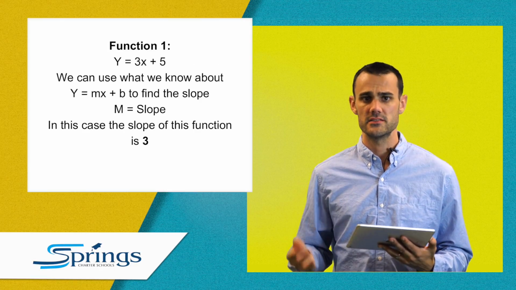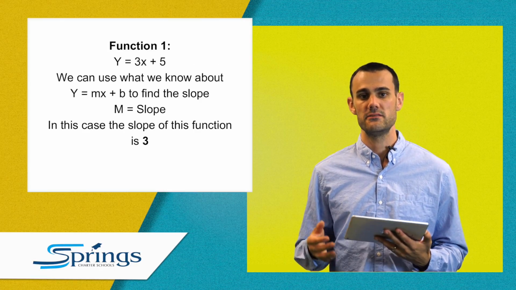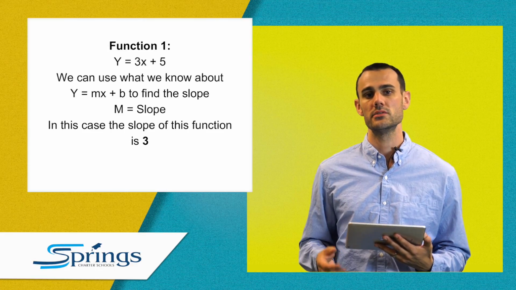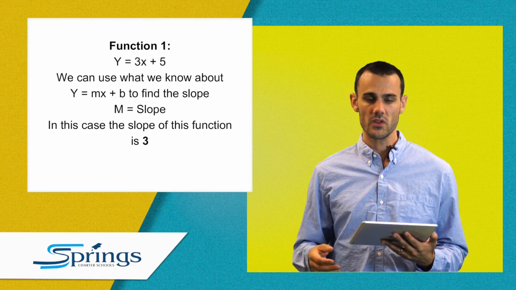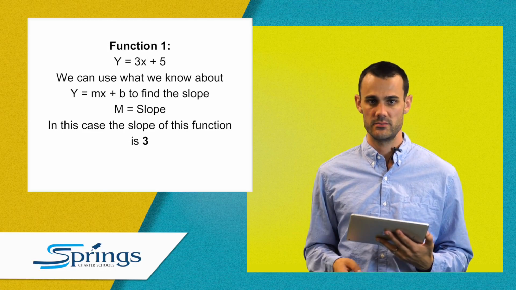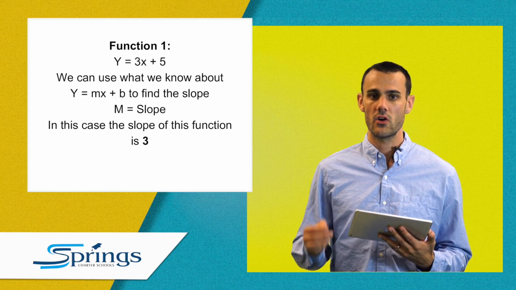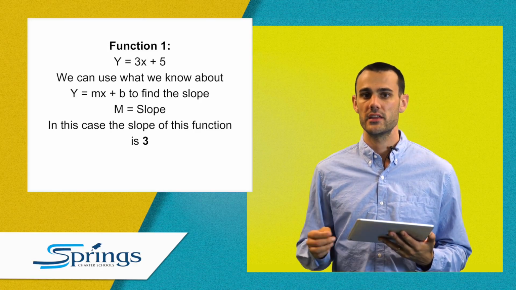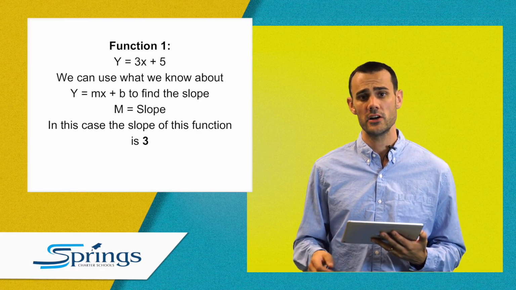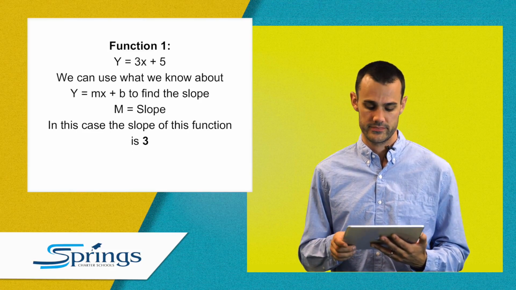So the first function, let's look at that one since it's already in a nice, easy format for us. It's in that y equals mx plus b. So we have y equals 3x plus 5. We use what we know about slope and mx plus b. And the number in front of x is always going to be the slope no matter what. And in this case, we have a 3 in front of the x, so we can say that the slope of this first function is positive 3.